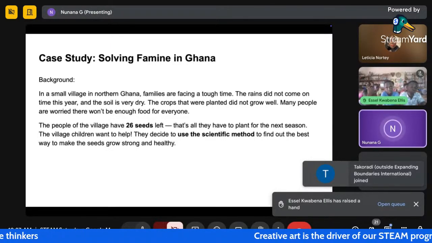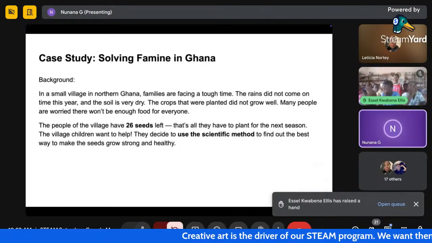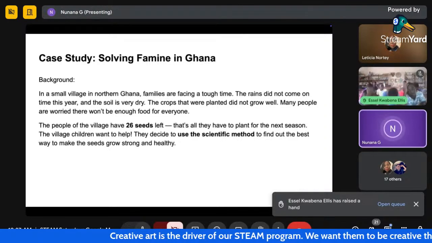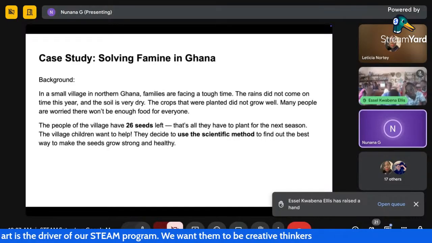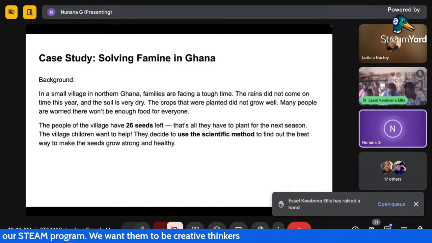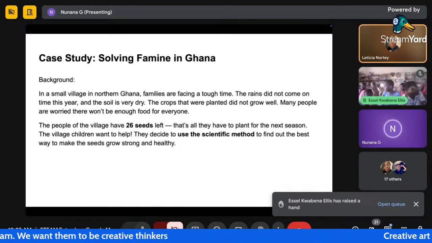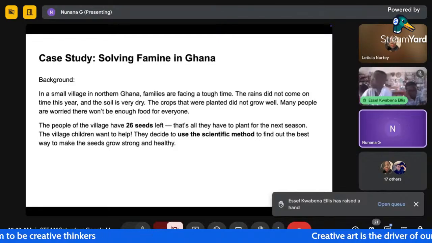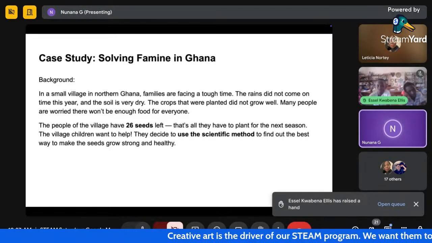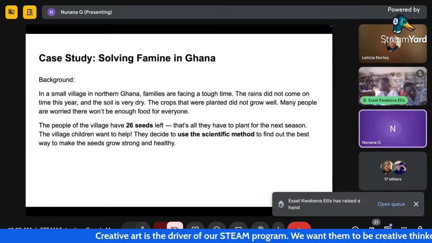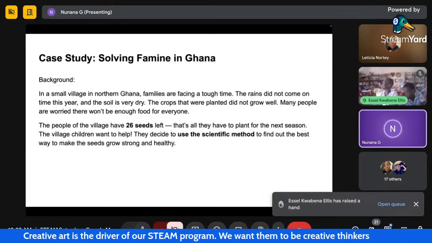Rains did not come this time of the year. The soil is very dry. The crops were planted but did not grow. Many people are worried there won't be enough food for everyone. The people of the village have 26 seeds left. That's all they have to plant for the next season.